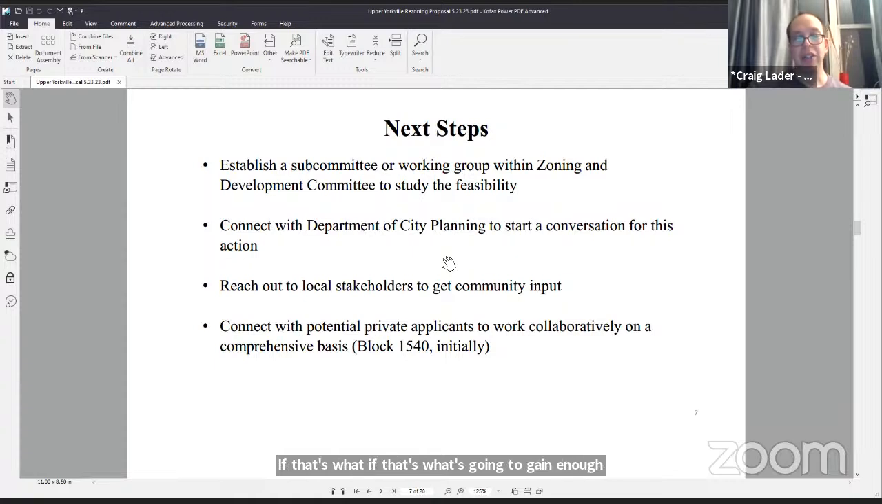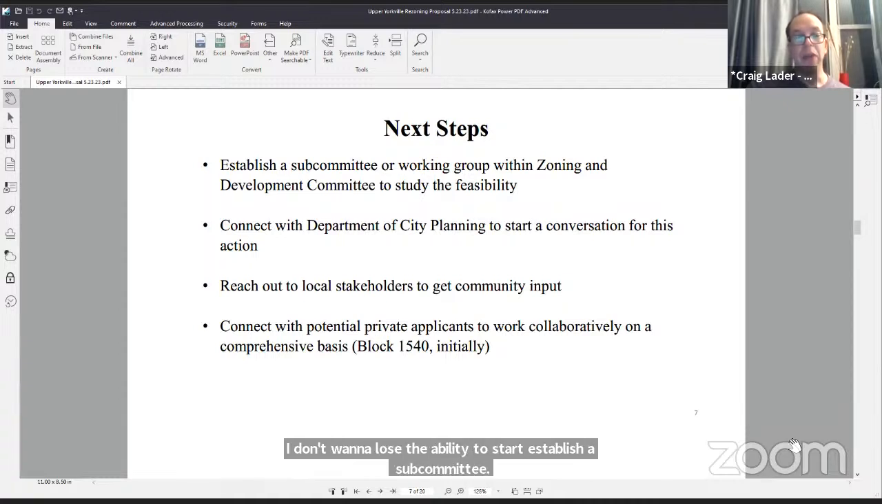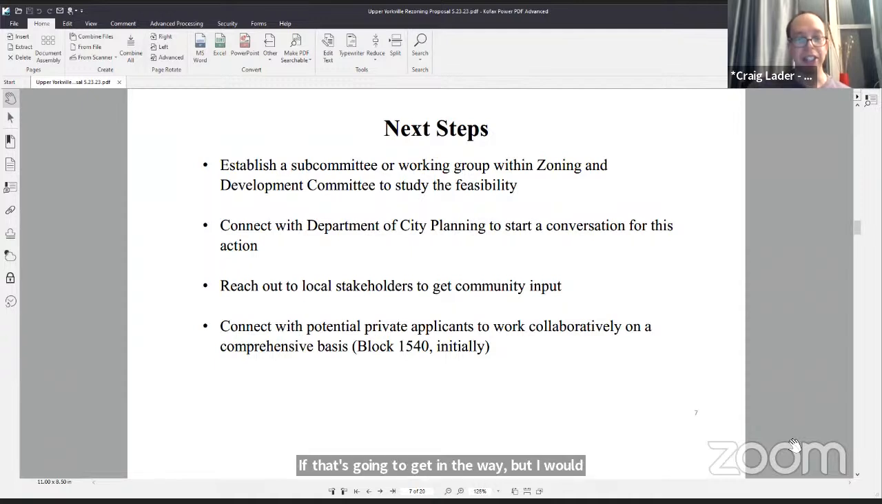I was hoping maybe to go a step further and include language that says we support efforts to rezone these existing manufacturing commercial districts, or aim to do it with the goal of making them residential. I don't want to lose the ability to establish a subcommittee if that's going to get in the way, but I would hope that we could go a step further than that. Nothing formal, obviously no details yet because we just don't know them, and those would need to be worked out. And obviously there's a lot to figure out as we begin that analysis. I just want to make sure that we're really starting the process now.